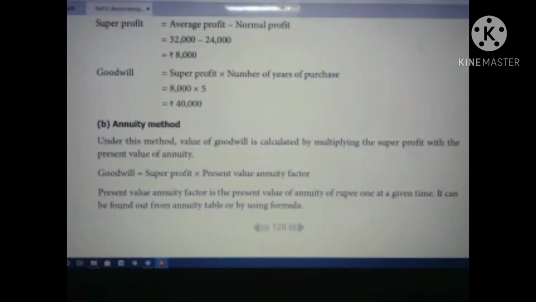Goodwill is super profit into present value of annuity factor. How can we calculate the goodwill? Normally we find the super profit method as super profit into number of years' purchase. But here we have to calculate super profit into present value of annuity factor. Through the annuity table we find the annuity value, but most of the time the annuity value is given in the problem.